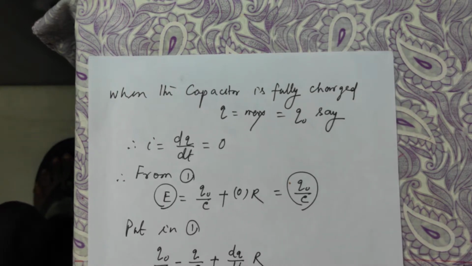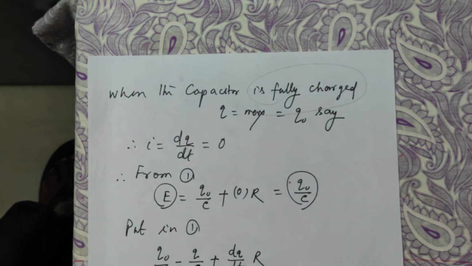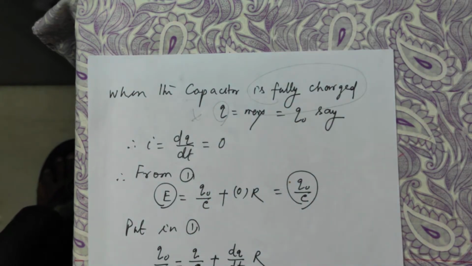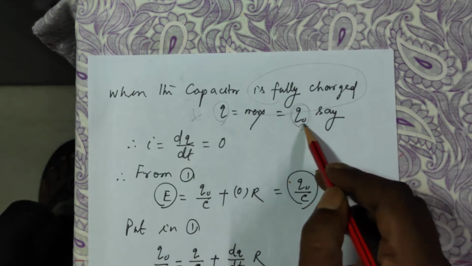Now the understanding: when the capacitor is fully charged, Q was the charge at some instant t. As more and more charge is getting in, at some point of time it will have the maximum charge. Let that maximum charge be Q naught. Q is equal to Q naught, the maximum.